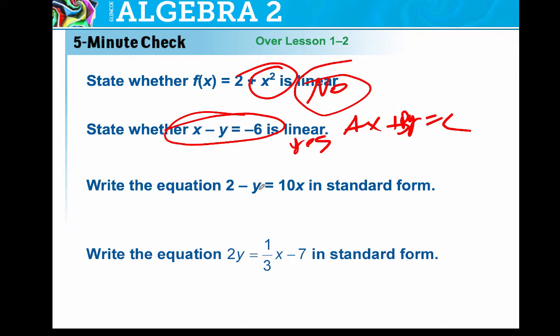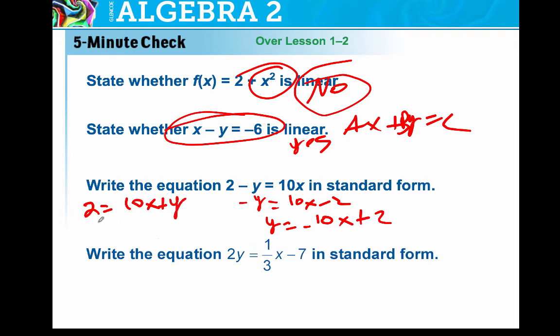This one, if I was going to do negative y equals 10x minus 2, divide everything by a negative, I can put it into y equals mx plus b form. I could also get it into standard form by adding the y over, and then I can just flip-flop because of equality, and boom, I'm in ax plus by equals c. So this is yes. Fractions, are we scared of fractions?